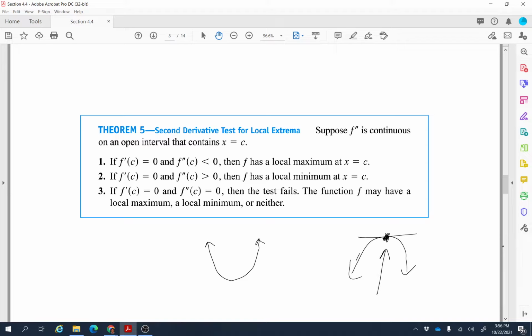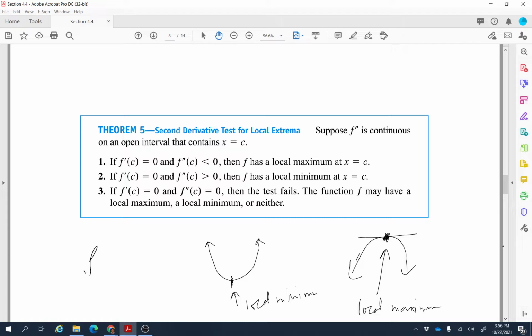So this is local maximum, local maximum, and this is local minimum, local minimum. So we just have to use the second derivative test for finding the local maximum or local minimum.